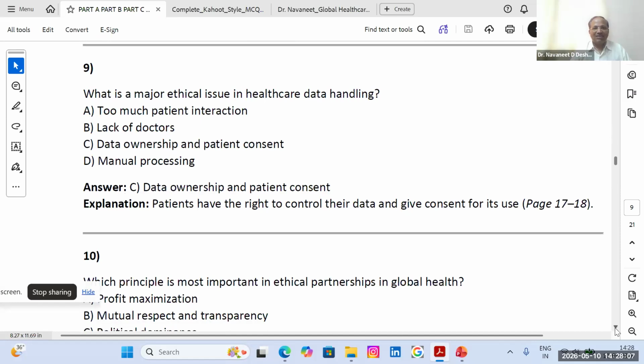Ninth, what is a major ethical issue in healthcare data handling? A. Too much patient interaction. B. Lack of doctors. C. Data ownership and patient consent. D. Manual processing. The correct answer is C. Data ownership and patient consent. That is a major ethical issue in healthcare data handling. So, patients have the right to control the data and give consent for its use.